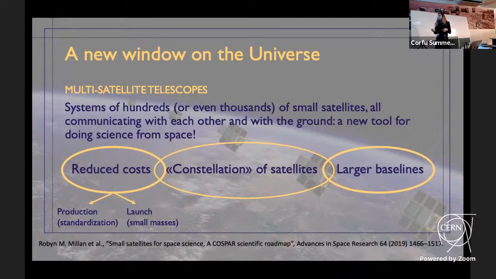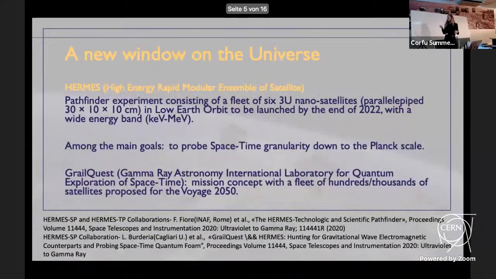Multi-satellite telescopes are characterized by very reduced costs, both in the production, because a large number of telescopes enables a standardization procedure in the production, and in the launch, because the launch costs are proportional to the masses themselves. And so it will be possible to construct constellations of satellites around Earth, and so to reach baselines which are obviously much larger with respect to the ones that are allowed by ground-based telescopes.